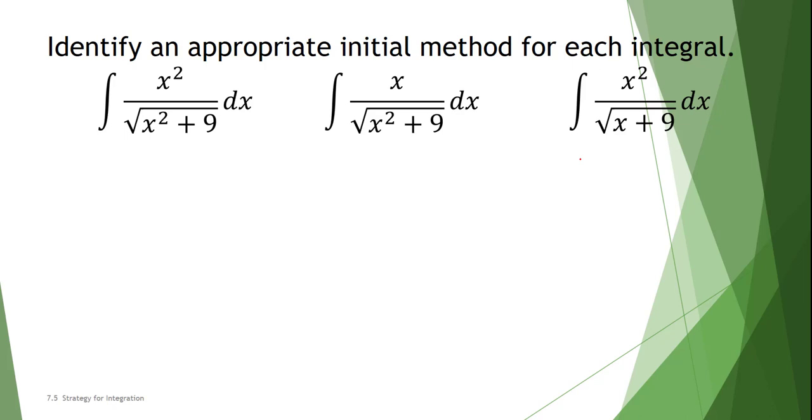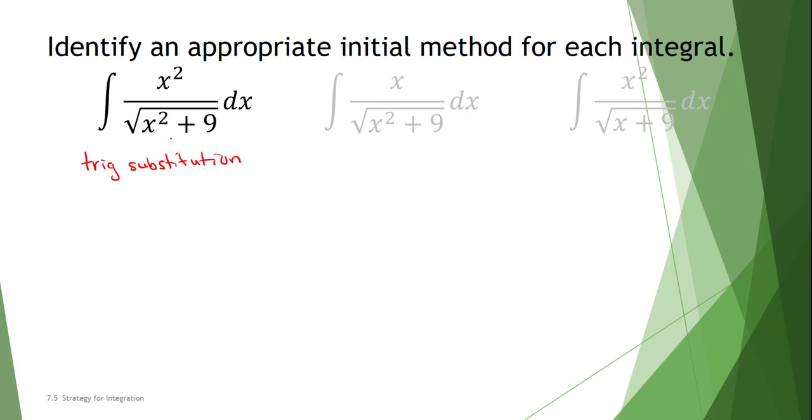Here are three integrals that initially look similar but actually have different strategies. In the first one, we have x squared divided by the square root of x squared plus 9 dx. In this one, I would use trig substitution. The reason is that I see the square root of x squared plus 9 on the bottom of this fraction, and a direct u substitution will not work. For my trig substitution, I would let x be 3 secant of theta.